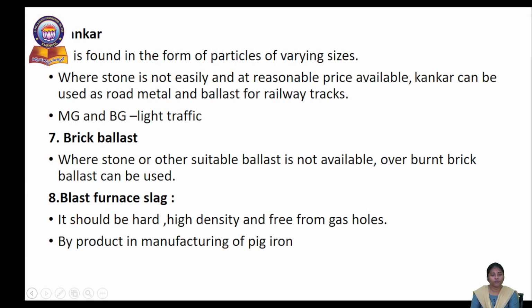The next type of material which you can use as ballast in railway track is concrete. It is found in the form of particles of varying sizes. Whenever stone is not easily available at a reasonable price, concrete can be used as road metal and ballast for railway tracks. For meter gauge and broad gauge, and whenever there is light traffic, concrete is the most suitable type of ballast material. The next type of material is brick ballast.